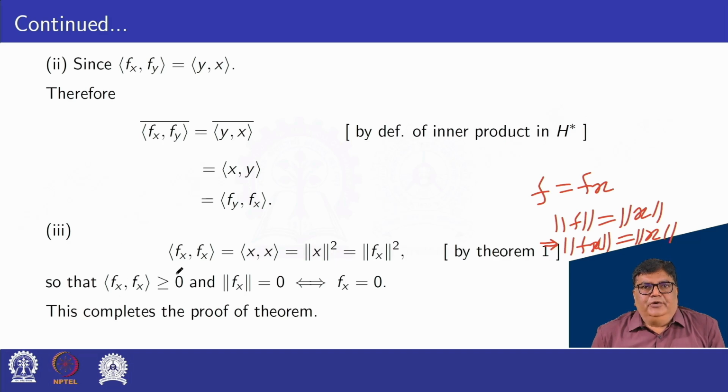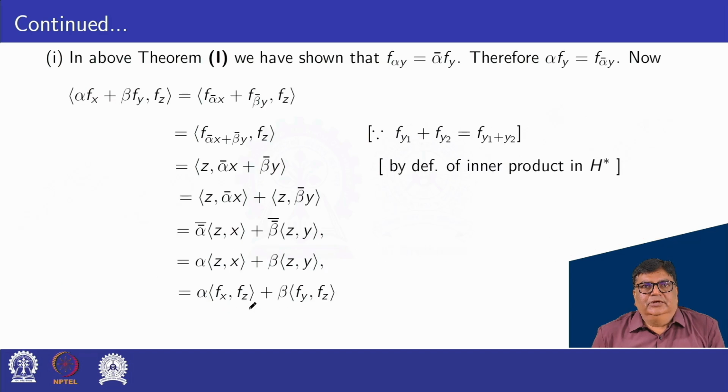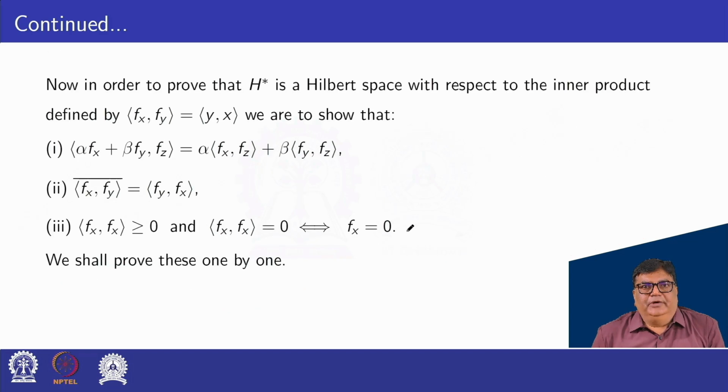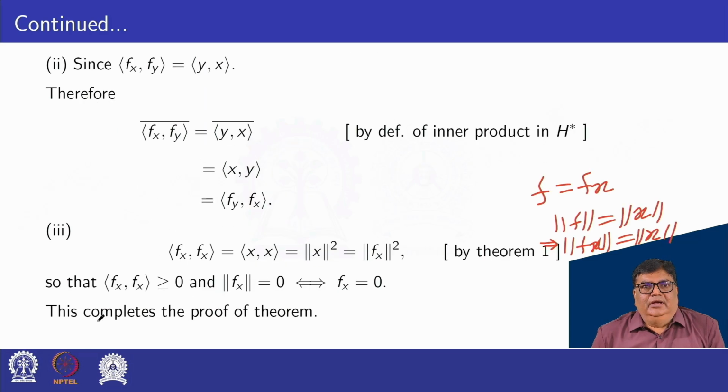So the inner product of fx is greater or equal to 0, that is non-negative. And norm fx is equal to 0 if and only if fx is equal to 0. So the third property is also proved. This completes the proof of the theorem.